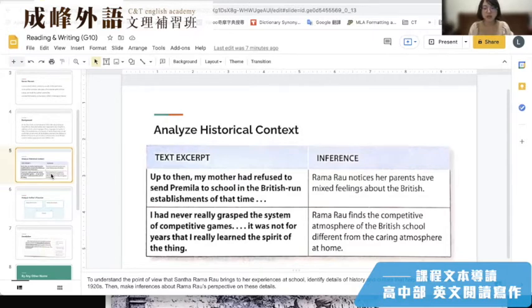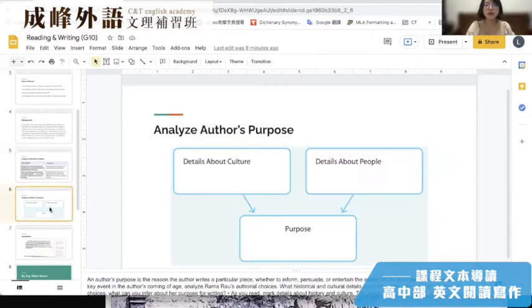And the next, "I had never really grasped the system of competitive games. It was not for years that I really learned the spirit of that thing." So Romero finds the competitive atmosphere of the British school different from the caring atmosphere at home. Another thing is to analyze the author's purpose. An author's purpose is the reason the author writes a particular piece, whether to inform, persuade, or entertain the audience. As you read this essay about a key event in the author's coming of age, analyze Romero's authorial choices. What historical and cultural details does she share with readers? Based on her choices, what can you infer about her purpose for writing? As you read, note details about the history and culture, and also details about the people, that point to the author's purpose.